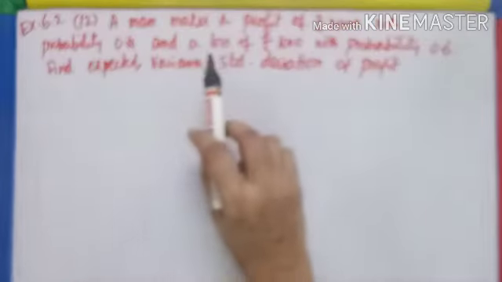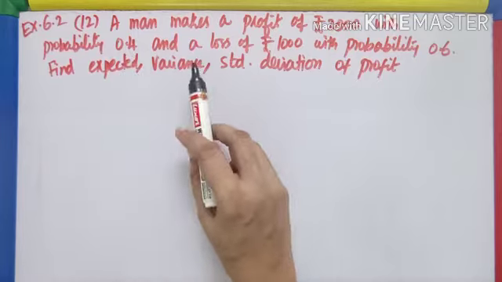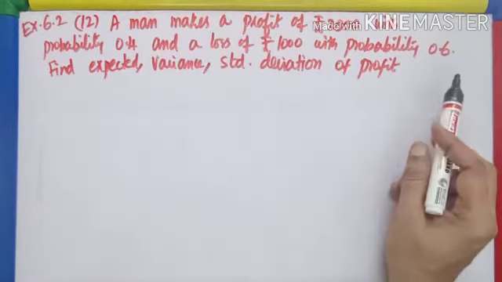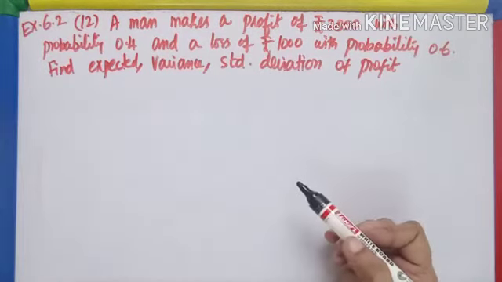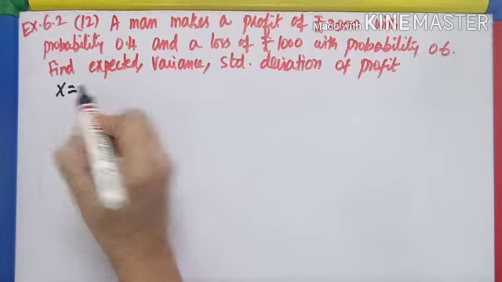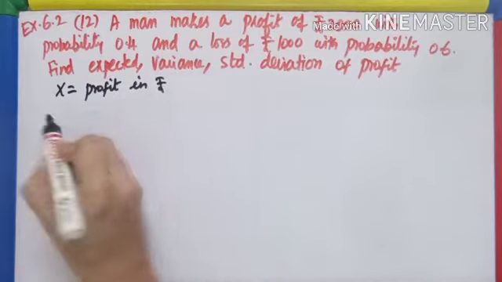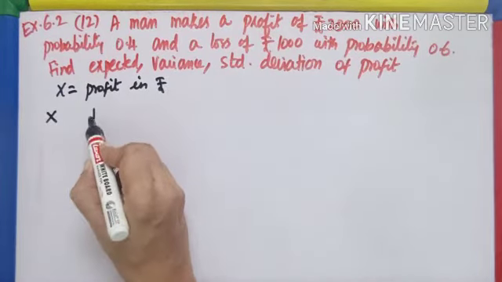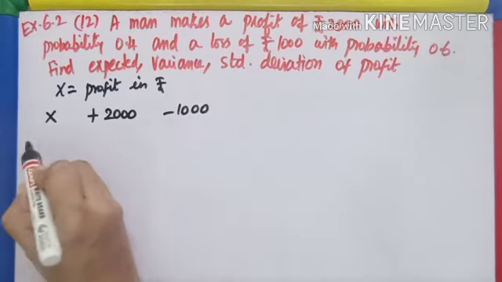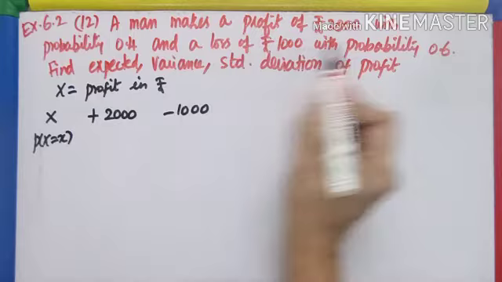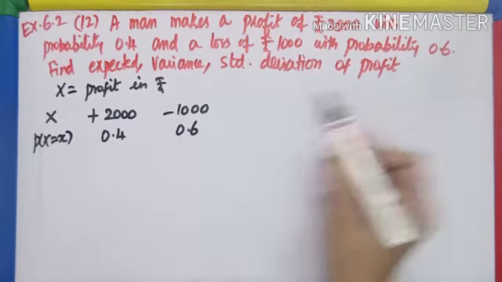Question number 12. A man makes a profit of rupees 2,000 with probability 0.4 and a loss of rupees 1,000 with probability 0.6. Find expected value, variance, and standard deviation of profit. Let us tabulate. X is the profit in rupees, and we are given X is profit plus amount. Loss will be minus amount. Probability is given as 0.4 for the profit and 0.6 for the loss.